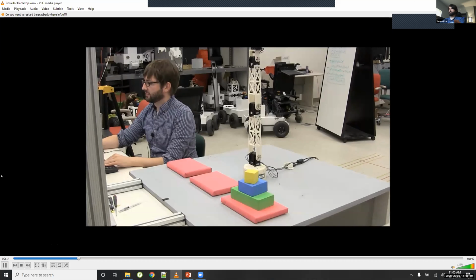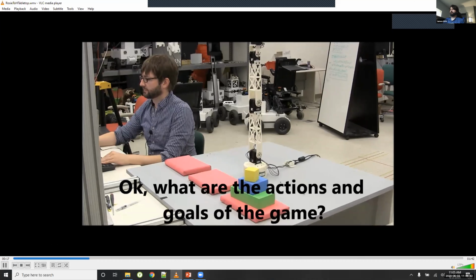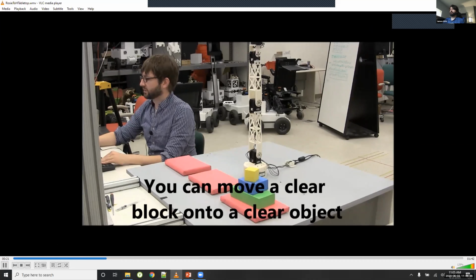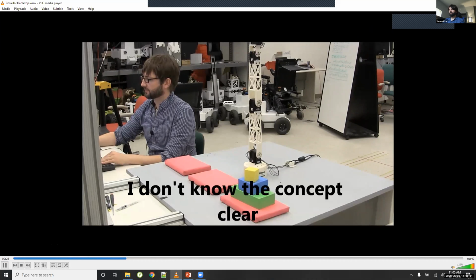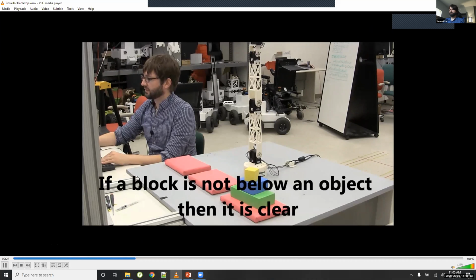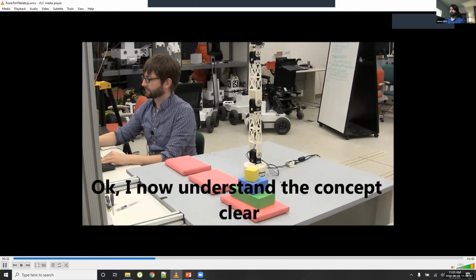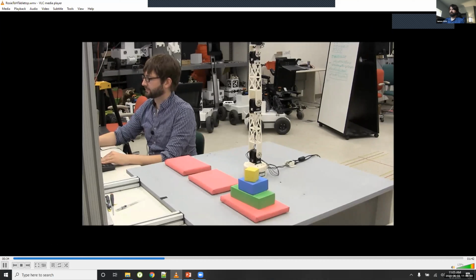The name of the game is Tower of Hanoi. Okay, what are the actions and goals of the game? You can move a clear block onto a clear object that is larger than the block. I don't know the concept clear. If a block is not below an object, then it is clear. Okay, I now understand the concept clear. I have learned the action.